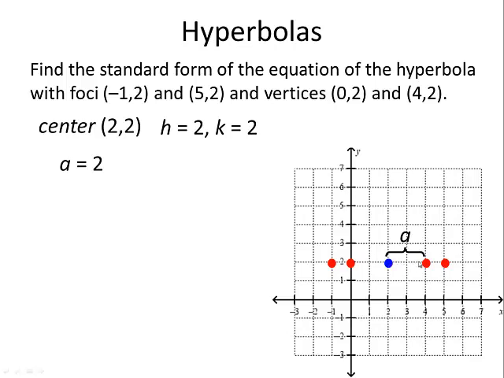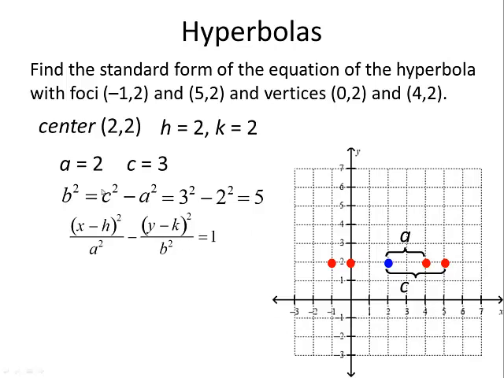be 2. And we know that c is going to be 3 because that's from the center to my focus point. Now in order to find b, like I said earlier, is the Pythagorean theorem. So a squared plus b squared is equal to c squared. Moving the a to the other side, I get c squared minus a squared is equal to b squared. Plugging my numbers in, I get 9 minus 4 is 5. And that means that b squared is 5.